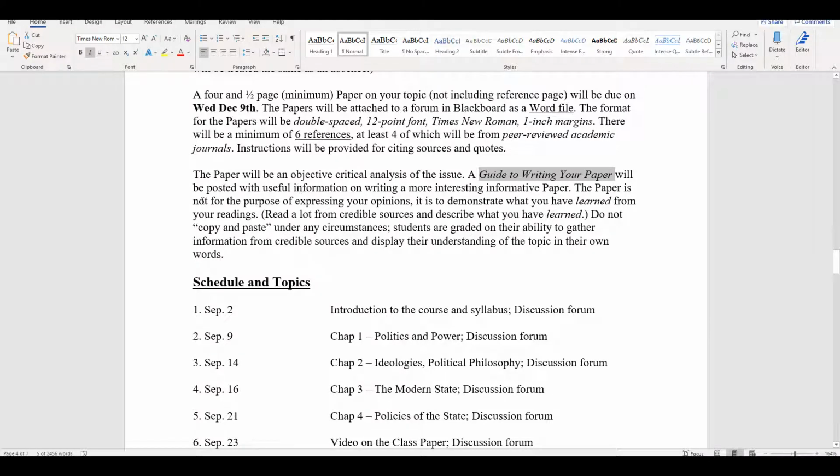The paper is not for the purpose of your spouting your opinions or for you telling me what's wrong with the world and who's right and who's wrong. That is not the point of the paper assignment. In fact, that's the opposite of what we're trying to accomplish here.